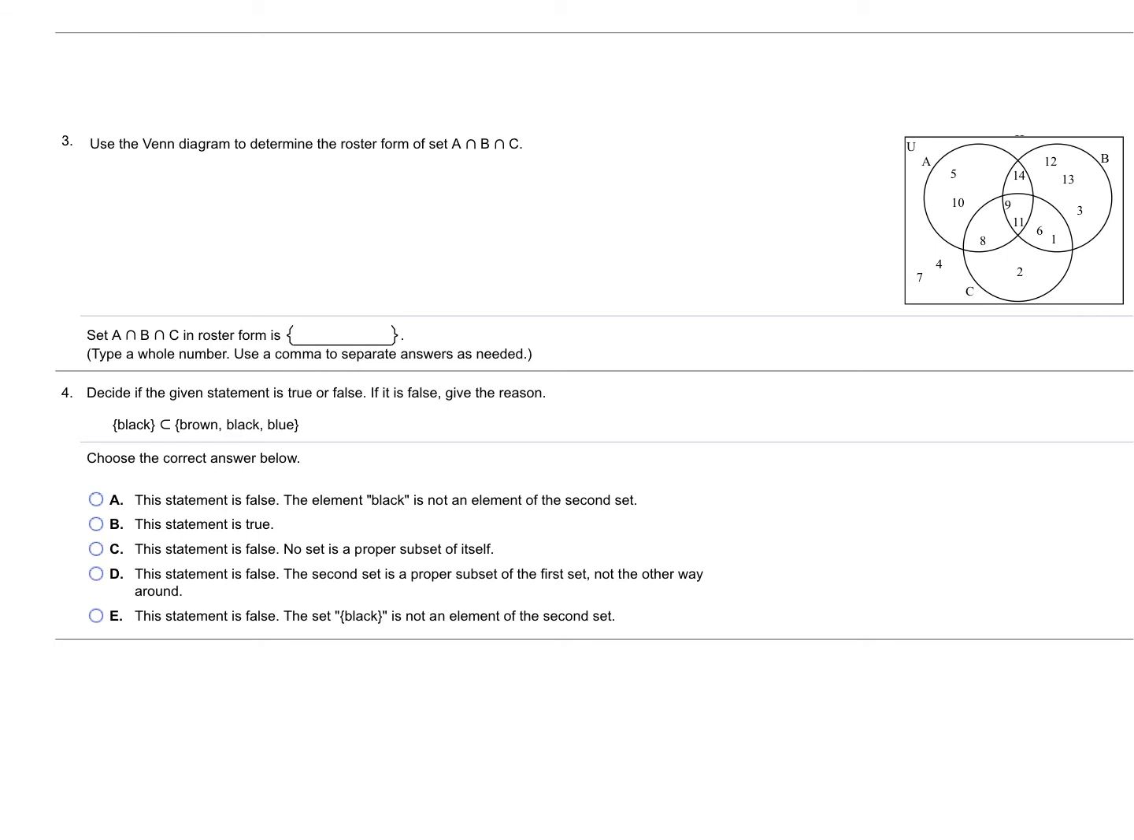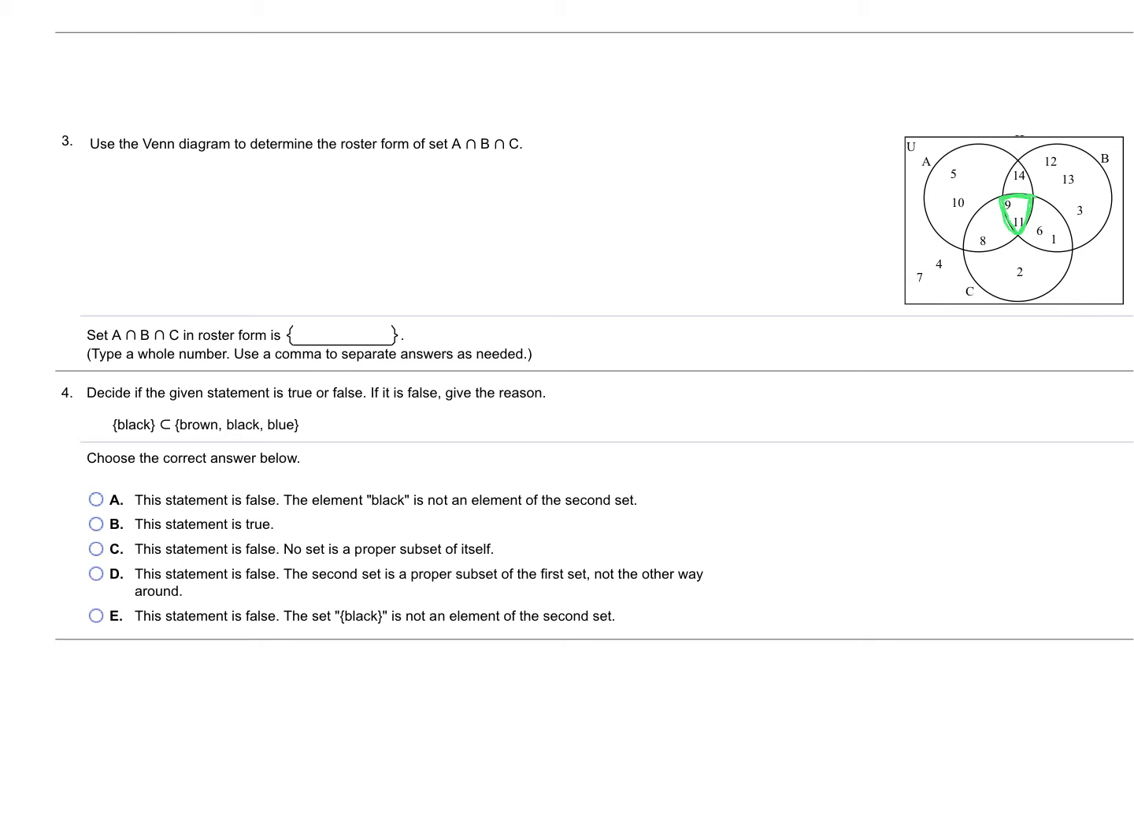All right, number 3. Use the Venn diagram to determine the roster form of set A and B and C, or you could say A intersect B intersect C. Remember, this is what's in common with all 3 sets. So we want to know which numbers are in all 3 of the sets. Remember that the intersection of 3 sets is this middle part right here.